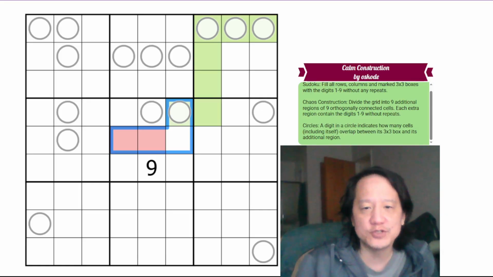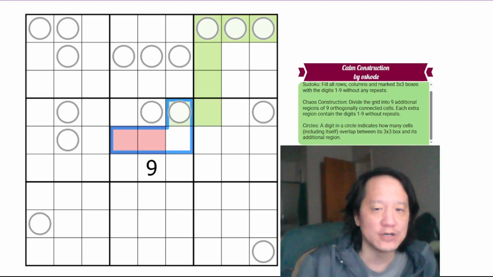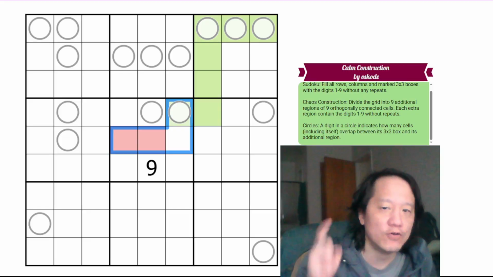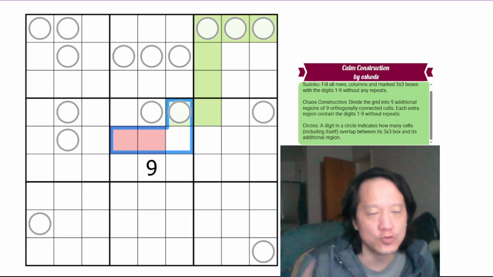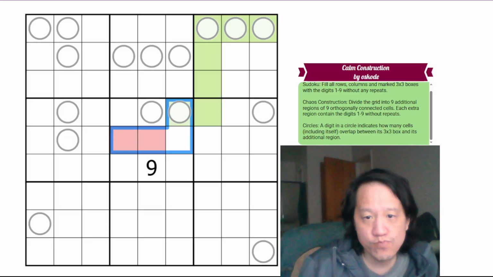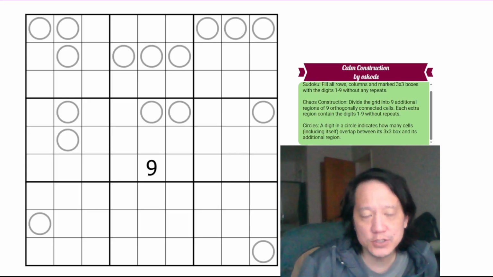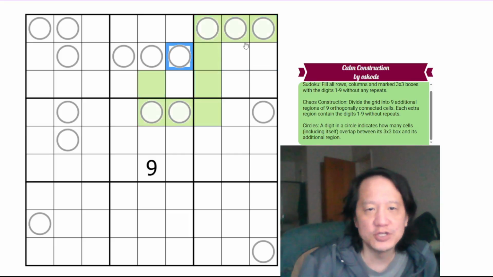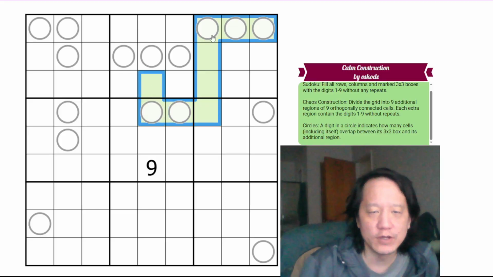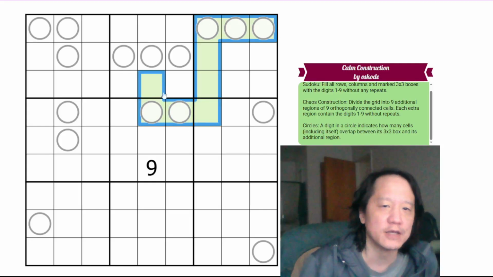And we also have circles, where a digit in a circle indicates how many cells, including itself, overlap between its 3x3 box and its additional region. Interesting. So it technically could be 9 if the box is the same as the additional region, right? So say this was the region, a region in the puzzle.